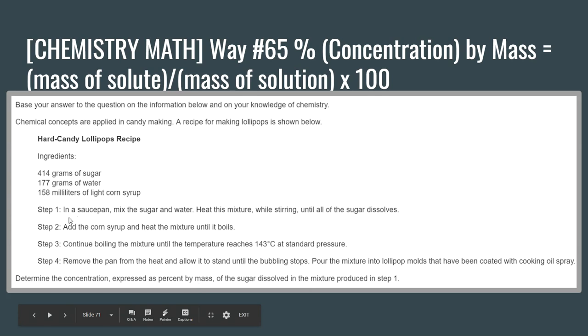So notice that in step 1, we have two items in question. We have the solute, which is sugar, and the solvent, which is water. In order to get the percent by mass, we need to calculate the mass of the solute and divide it by the total mass of the solution, and then multiply by 100. When we do that, notice that the mass of the solute, which is sugar, is 414 grams. The mass of the solvent, which is water, is 177 grams.